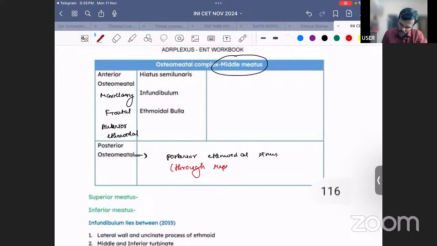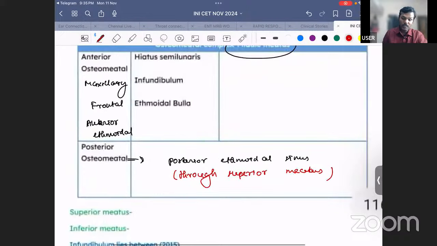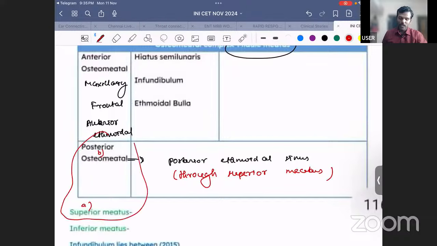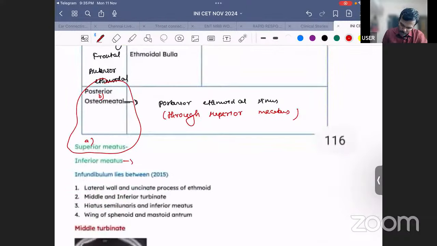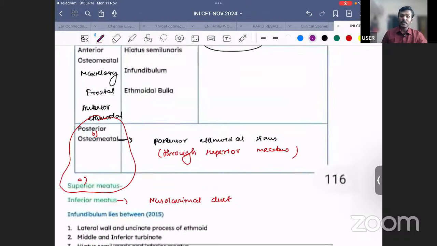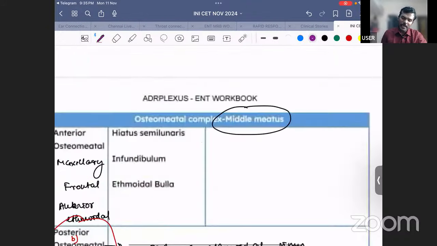Through the superior meatus. If they ask you, posterior ethmoidal sinus drains into, the first best answer is superior meatus. The second best answer can be posterior osteomeatal complex. Both are one and the same. Okay. The inferior meatus will be having drainage from the nasolacrimal duct. Okay, fine.